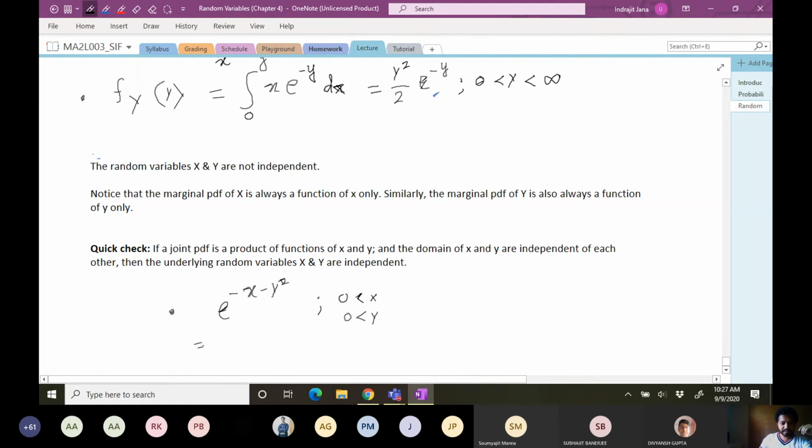You see that this PDF can be written with some normalizing constant there. So you see that this PDF can be written as a function of x itself, which is e to the power negative x, and a function of y itself, which is e to the power negative y square. So this joint PDF can be written as a function of x times a function of y, and as well the domains of x and y do not depend on each other. So in this case, x and y would be independent.